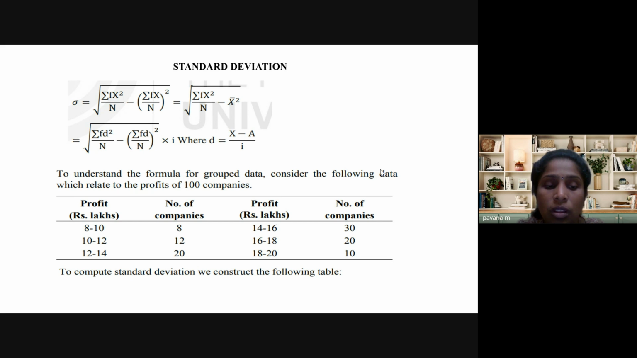And now you just see the problem. This is the problem given, and for this problem we have to calculate the standard deviation. Consider the following grouped data, which relates to the profits of 100 companies. These are classified according to the profits in lakhs and number of companies. So 8 companies got the profit between 8 to 10 lakhs, 12 companies got the profit between 10 to 12 lakhs, and 20 companies got the profit between 12 to 14 lakhs. Like that they have given the data.